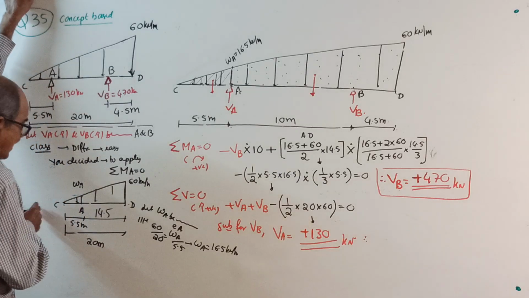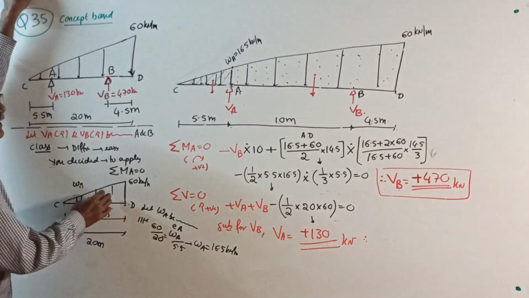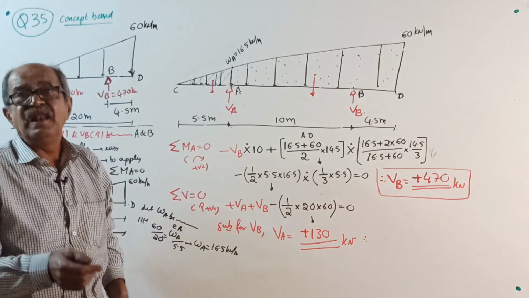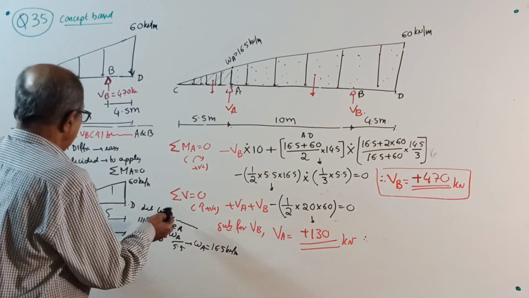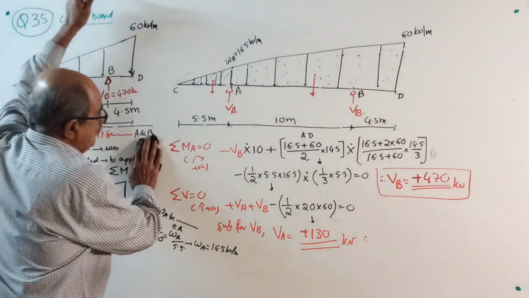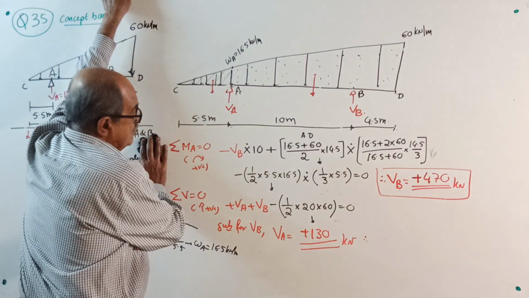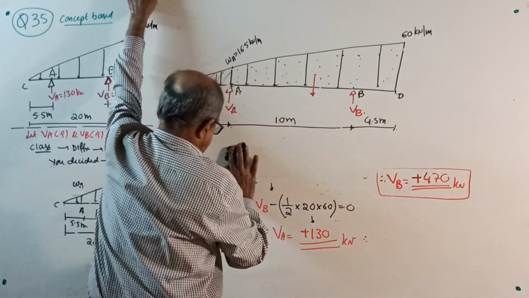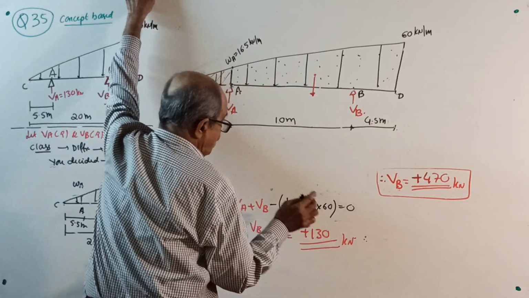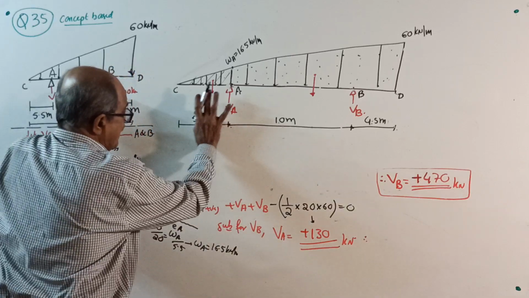Left side triangle, right side trapezium, replaced by a rectangle. Rectangle means UDL and one right angle triangle. That is, see, I will do one thing now. This I remove now. Yes, this I can remove. I will put it once again. This I am not removing. Okay, that is, see, a separate sketch.